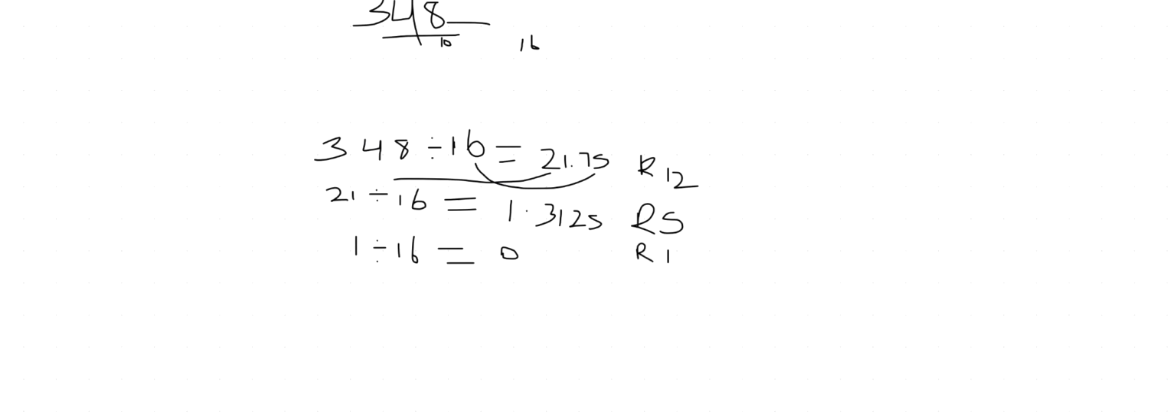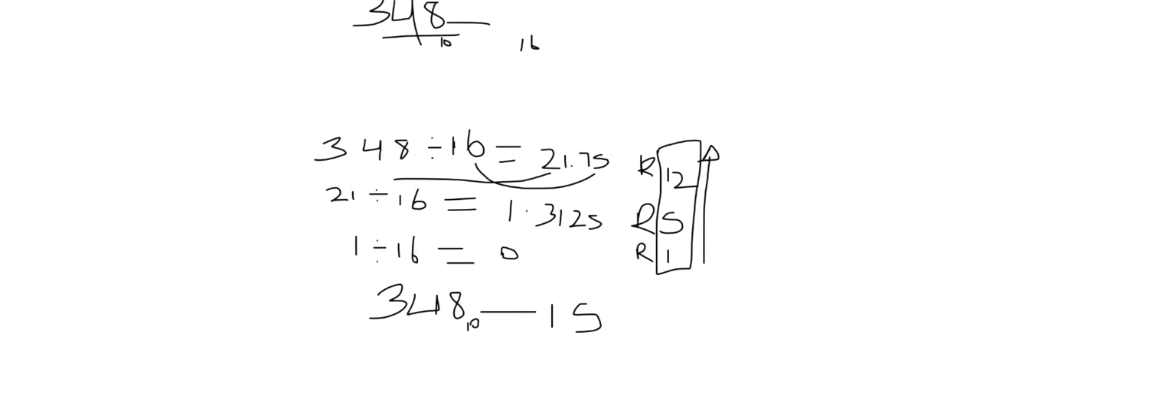You get them the usual way, from down, from the most significant digit to the least significant digit, which means that our 348 base 10 is equivalent to 1, 5, 12. But now we cannot record the 12 because it has two digits. So meaning now we go back to our hexadecimal and see which letter represents 12.